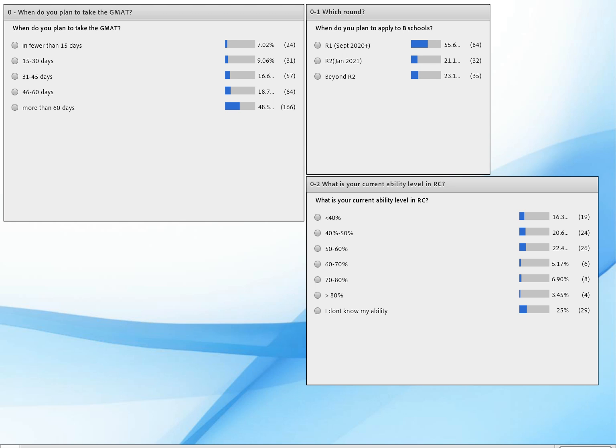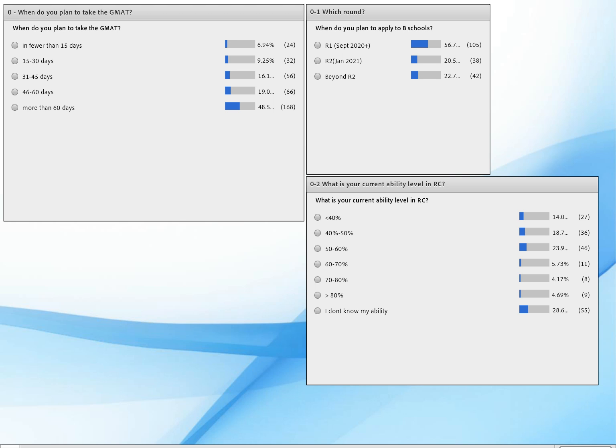All right. Now, with regards to when do people plan to take the GMAT, almost most of you, about 50% of you, have more than 60 days before you take the test, which means two things. One is, hey, you have a significant amount of time to cause a major improvement. If you want to improve by, for example, 200 points, that's very possible, you can do that.